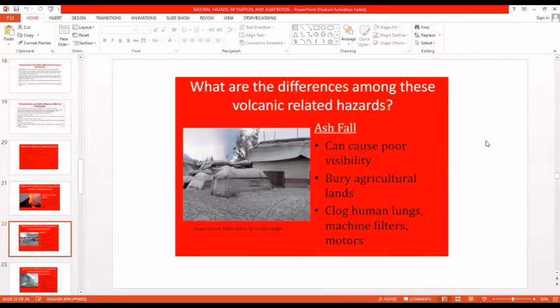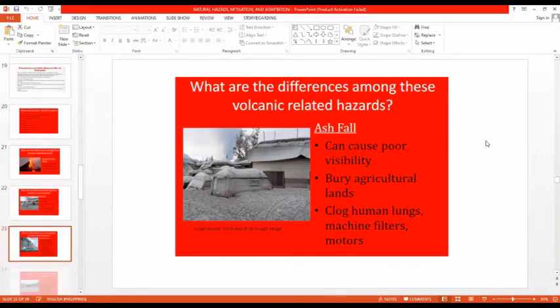Then next is we have the ashfall. So it can cause poor visibility. It can bury agricultural lands, clog human lungs, machine filters, and motors. So nung pumutok ang Volcano Taal, di ba, ganito yung nangyari, yung mga tao, yung mga sasakyan nahirapan kasi mahirap makita. Tingnan nyo yung nasa video, nasa kalahati na yung bahay at saka sasakyan. So ganyan siya kakapal yung ashfall.